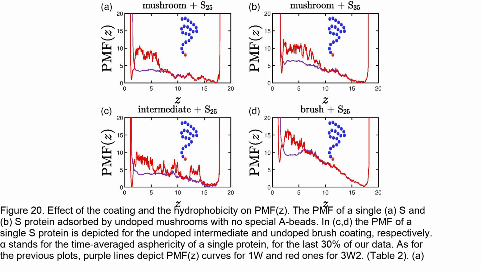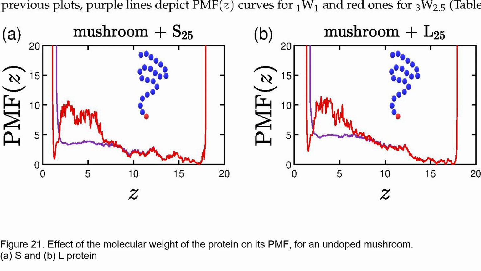Figure 21 in the scientific paper shows the potential of mean force, PMF, as a function of the reaction coordinate, z-coordinate, for the adsorption of a single protein onto a polymeric surface. The PMF represents the free energy landscape of the adsorption process and provides information about the energetics and barriers involved. The figure includes PMF curves for different systems, including different coating types, protein sizes, hydrophobicity ratios, and the presence of attractive A beads or ligands.